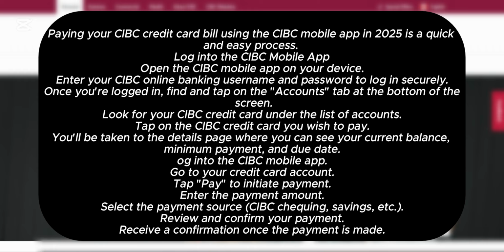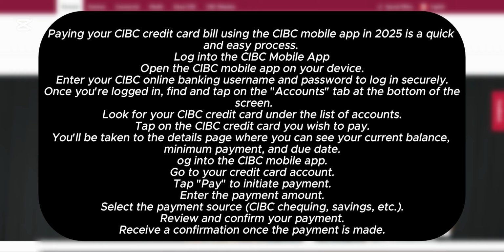Once you're logged in, find and tap on the Accounts tab at the bottom of the screen. Look for your CIBC credit card under the list of accounts. Tap on the CIBC credit card you wish to pay. You'll be taken to the Details page where you can see your current balance, minimum payment, and due date.